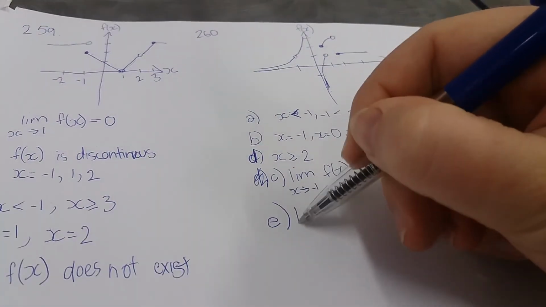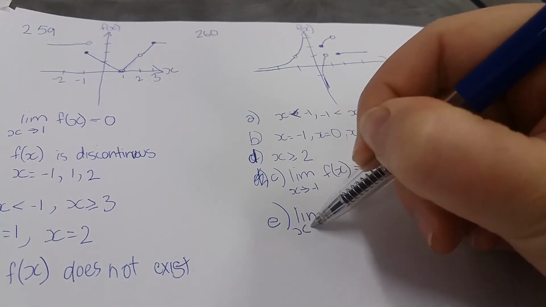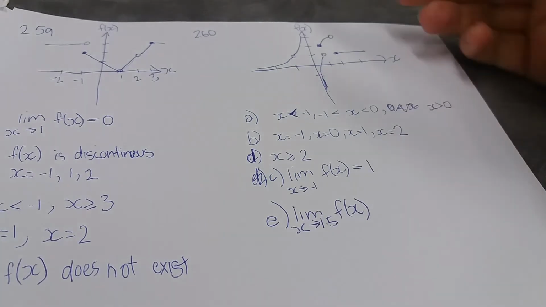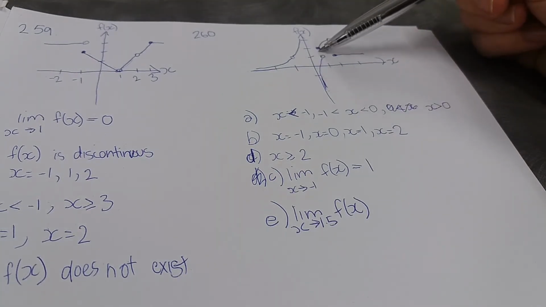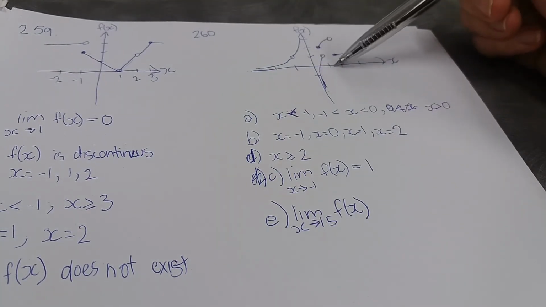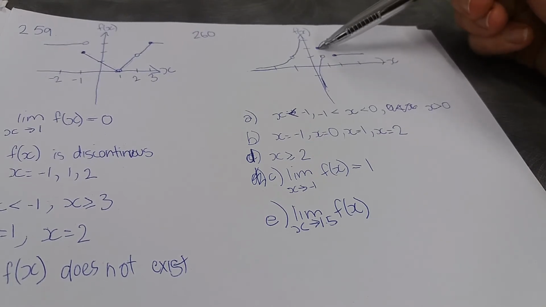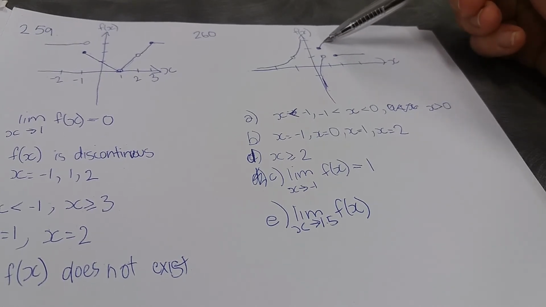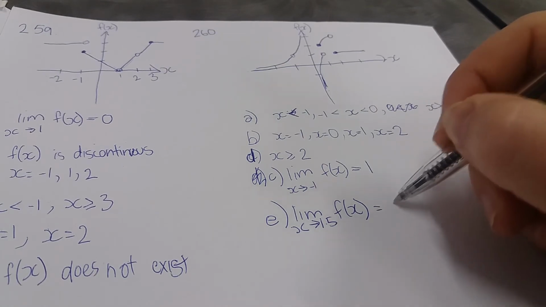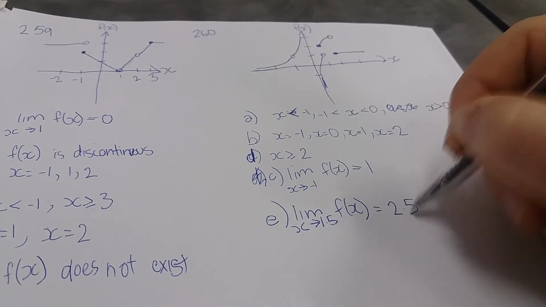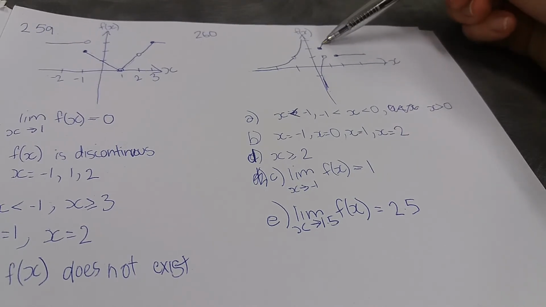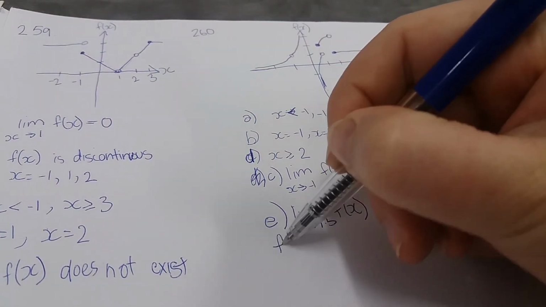Part E. X is going to 1.5. So that's in here. 1.5. So the function value, it's a bit unclear from this one, but the function value is actually just halfway in between, so it's 2.5. It's halfway between the 2 and the 3, right there.